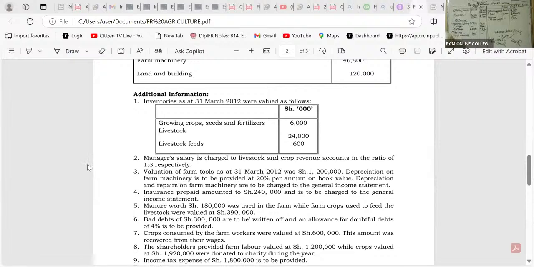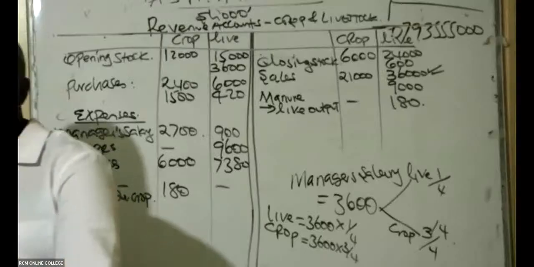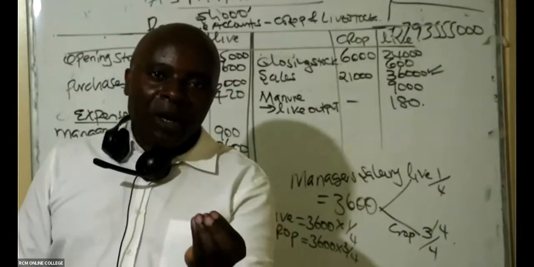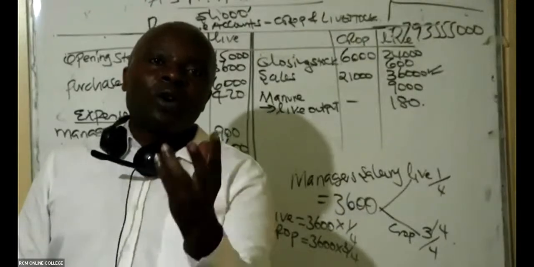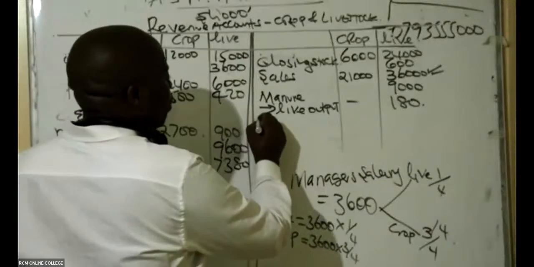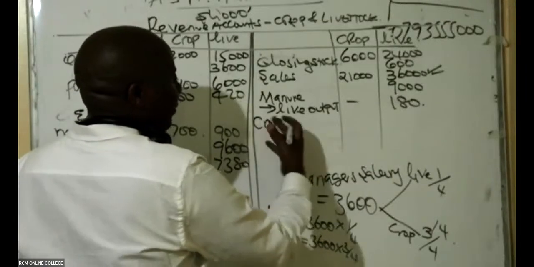Then we've been able to account for this manure of 180. And then these cows also never left us like that. I mean, they had to eat some crops. Right? Crops used to feed the livestock were valued at 390. So in this case here, we got some crops which we took to these cows. So this time round, this will be an output of crop. So in this case here, we have, ladies and gentlemen, crops consumed by livestock. So here, we are selling them as an output.